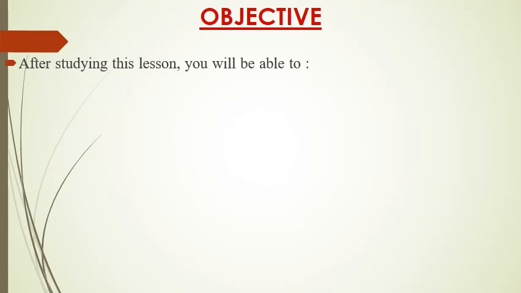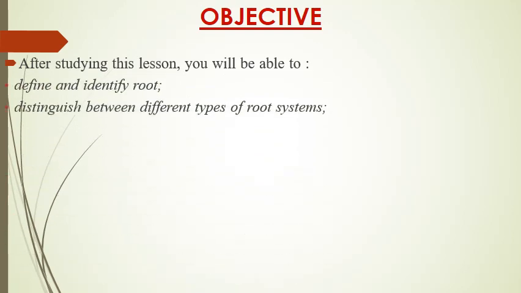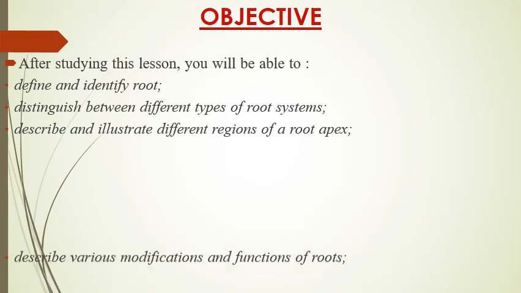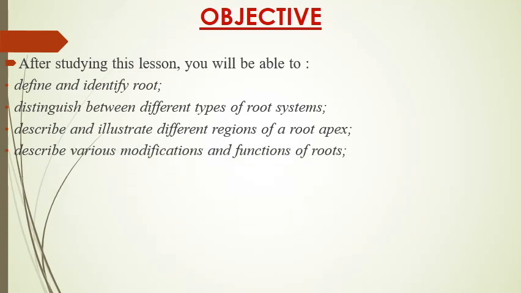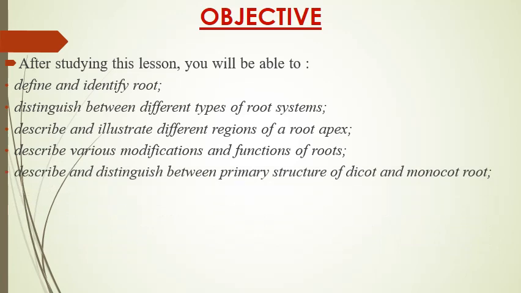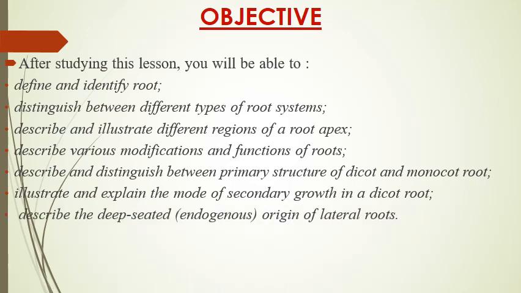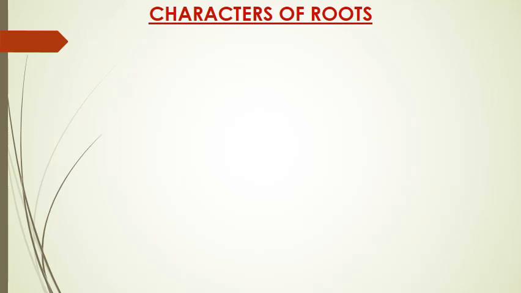Objectives. After studying this lesson, you will be able to define and identify root, distinguish between different types of root system, describe and illustrate different regions of a root apex, describe various modifications and functions of roots, describe and distinguish between primary structure of dicot and monocot root, illustrate and explain the mode of secondary growth in a dicot root, and describe the deep-seated origin of lateral roots.